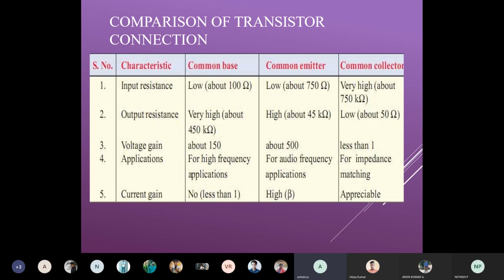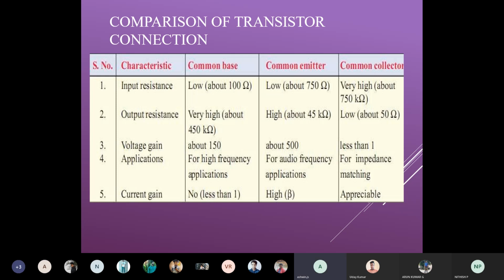So in a common emitter and common collector, the input characteristics are almost the same. Why? Because the input is the base only. In the output characteristics, in a common emitter I will calculate the current of the collector, but in a common collector I will calculate the current of the emitter. That is the difference, and the remaining is all the same. And here I'm comparing the input resistance, output resistance, current gain and voltage gain, and some applications are also given. So it's a comparison chart.